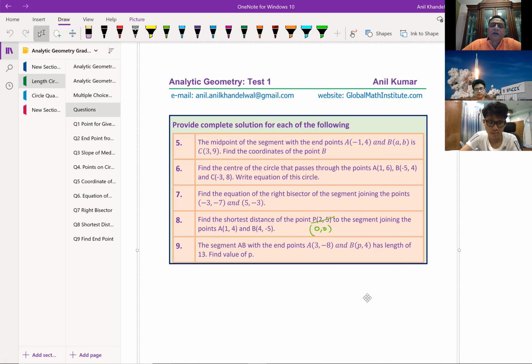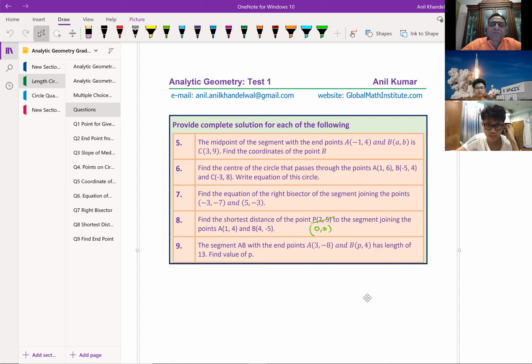Question number 5: the midpoint of the segment AB with the endpoints A -1, 4 and B is C, 3, 9. Find the coordinates of the point B. So here we are given the midpoint, right? We need to find the endpoint.